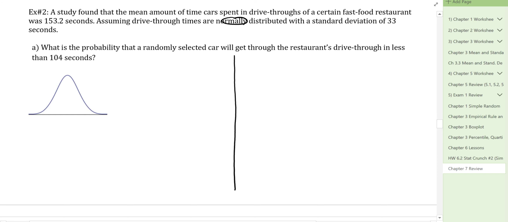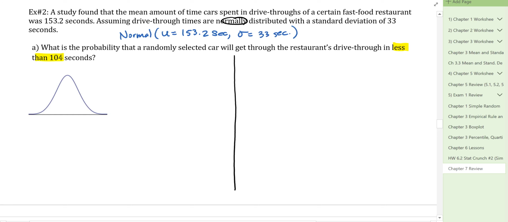Right? So I can write it out. I'm given a normal distribution with a mean of mu equal to 153.2 seconds, where the standard deviation is equal to 33 seconds. Part A: What is the probability that a randomly selected car will get through the restaurant drive-through in less than 104 seconds? And notice I want to look for less than 104.